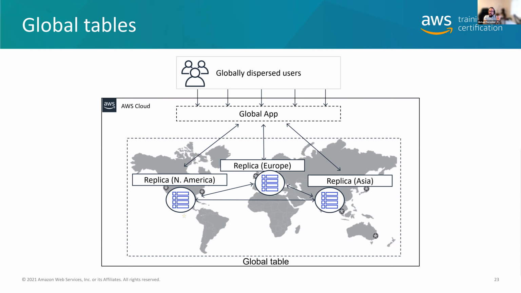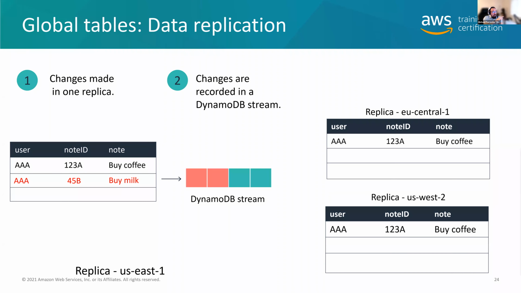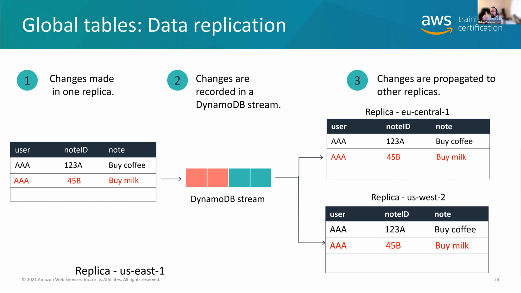So remember, global tables are different in the sense that you are actually replicating data globally, so multi-region. So this is great because, let's say we wrote data in this table over in site one. What it does is it's going to write to the stream, and then the stream is going to replicate the data out to the other tables in other regions. Remember, this is eventually consistent, so this could take seconds to replicate.